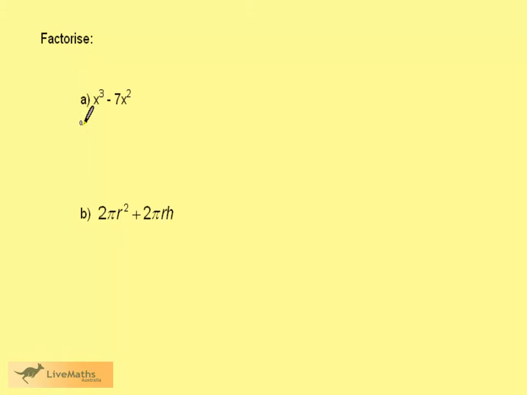We now want to factorize x cubed take away 7x squared. X cubed is of course x times x times x, but here we could get away with writing it as just x times x squared. We then have the minus sign, and 7x squared is 7 times x squared. We can see the common x squared.